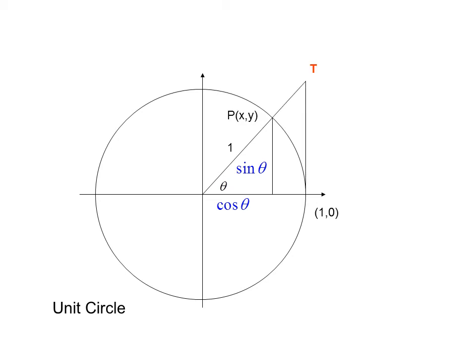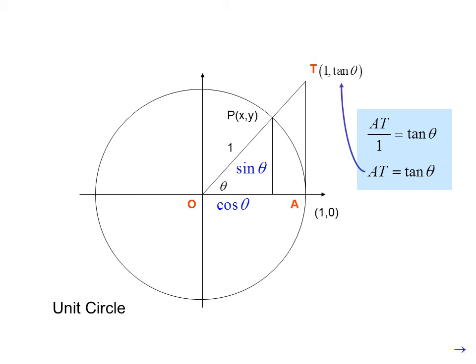Now we'll draw a second triangle by extending the radius to a point directly over 1, 0. And we'll call that triangle AOT. AT, which is this side, divided by 1, which is this side, would be opposite over adjacent, so that's equal to tangent theta. So we can just say AT equals tangent theta. So the coordinate of T is 1, tangent theta.